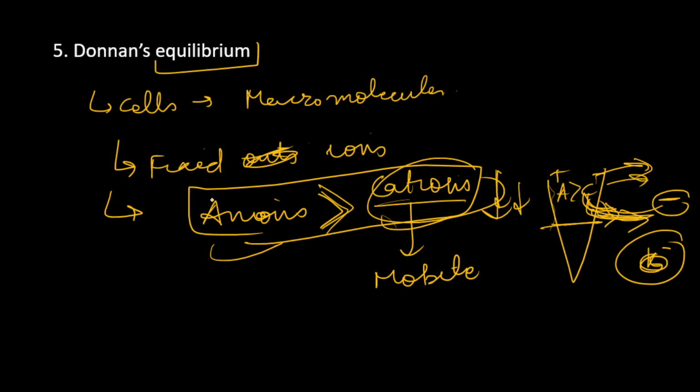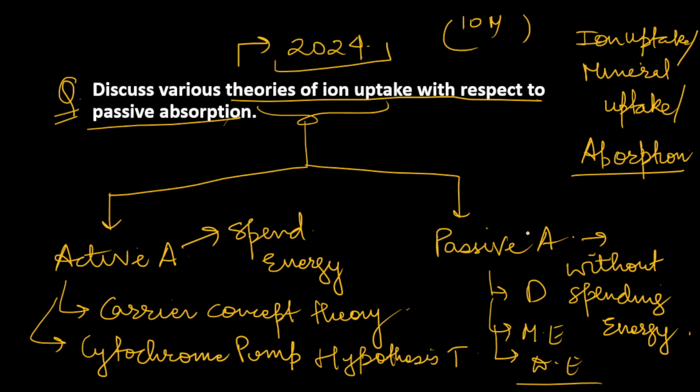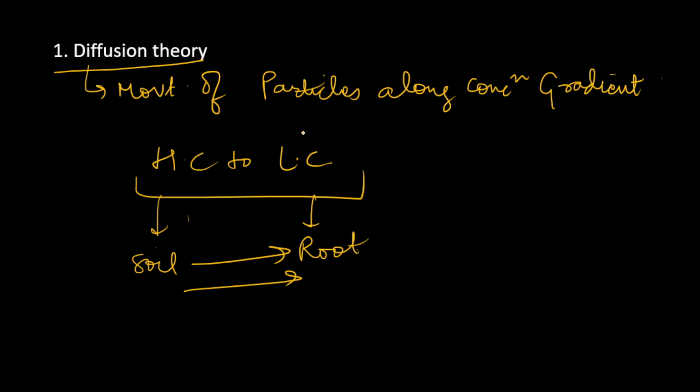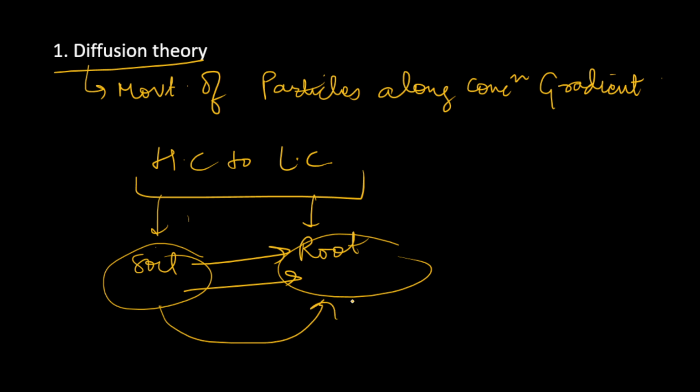So these were the 5 theories of ion exchange, and I hope you understand all this. I was trying to be very simple in language so that you could understand it. So I will take a quick overview of all this. I hope you understand what active and passive absorption are. In active absorption we spend energy, in passive absorption we don't spend energy. In diffusion theory, there is movement of particles from high concentration to low concentration. If there is high concentration in soil and low concentration in root, the ions from soil will move to the roots. This is simply diffusion theory.